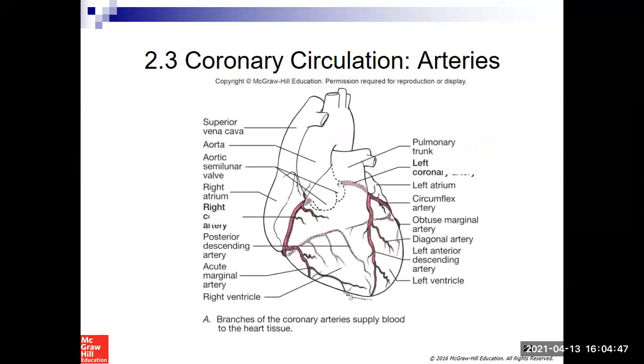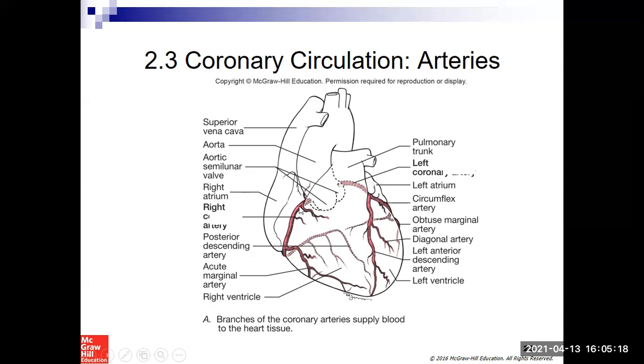Coronary circulation. When we talk about the arteries, there are different arteries. Branches of the coronary arteries supply blood to the heart tissue. So we have a right coronary artery here. Okay, right coronary arteries, all these different arteries. And then here we have a circumflex artery.